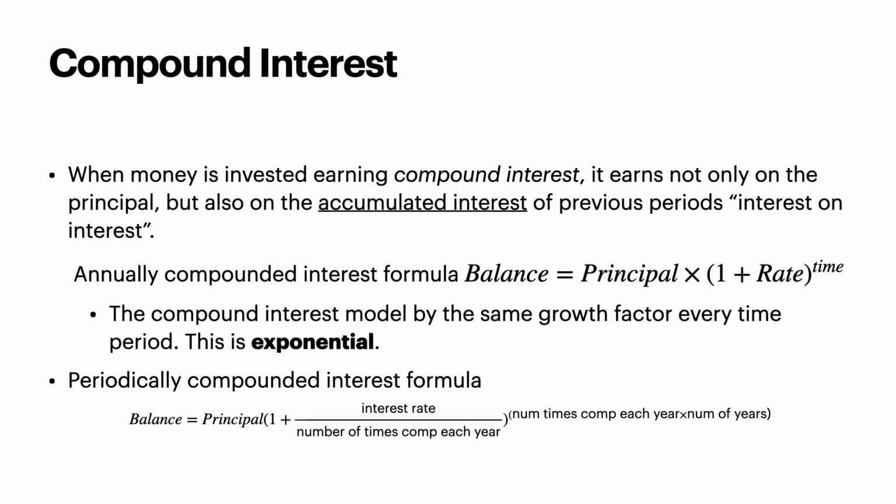Compound interest. When money is invested earning compound interest, it earns not only on the principal but also on the interest itself. The compound interest formula is balance equals the principal times 1 plus the rate to the time. A compound interest model has the same growth factor every time period. This is exponential. And we see the same formula on our formula sheet.